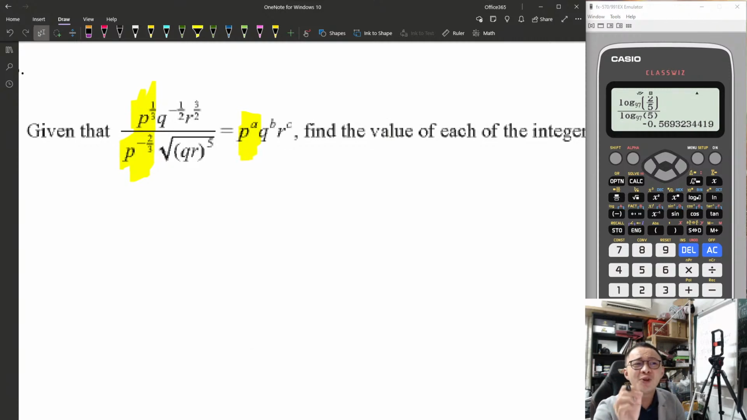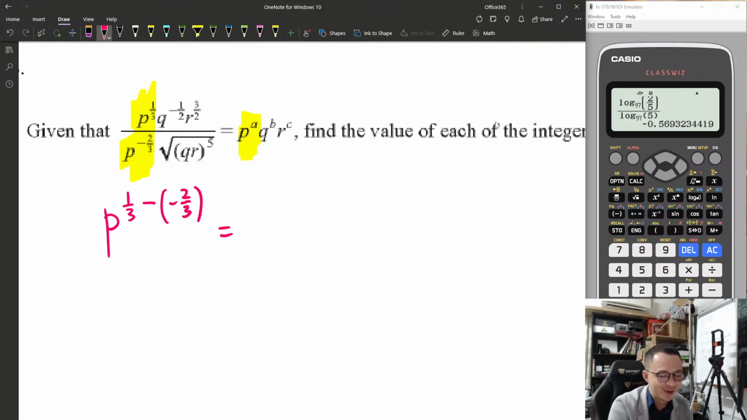If you are very good in indices, over here you should understand divide basically means minus. So I will just do like this. P 1 over 3, divide, right? Minus at the power. Minus is put at the power. It's not really minus the value, it's the power minus only. Negative 2 over 3 equals to p power of a. By solving this one, I got my a equals to 1. Done. So you can see, this is how fast I actually solve the p.